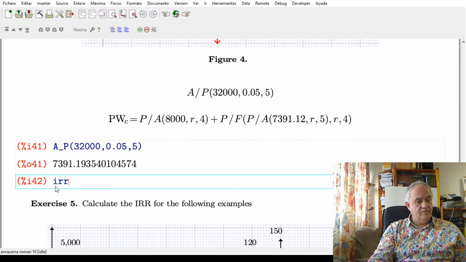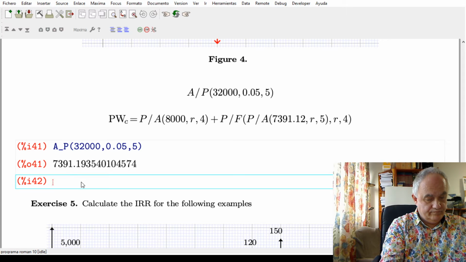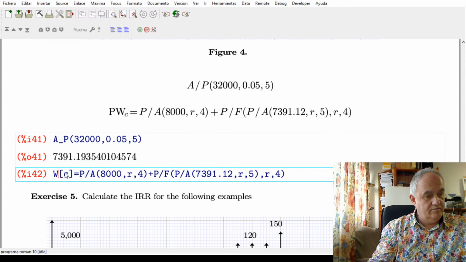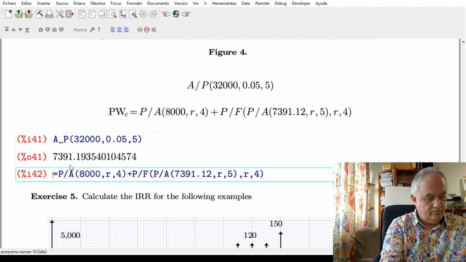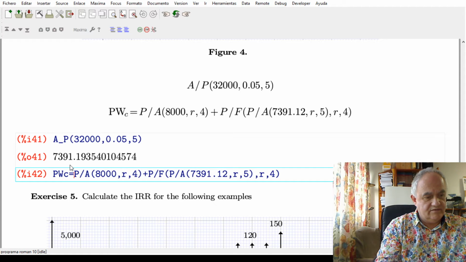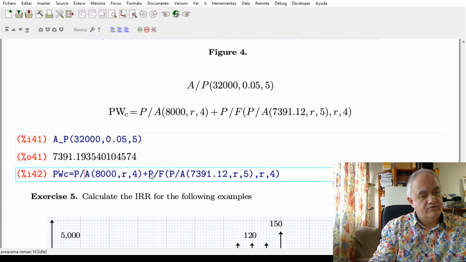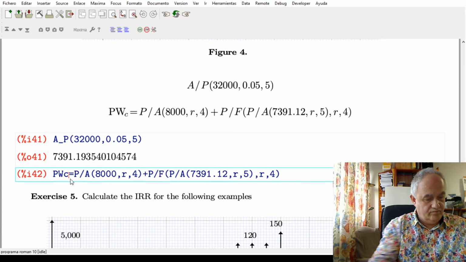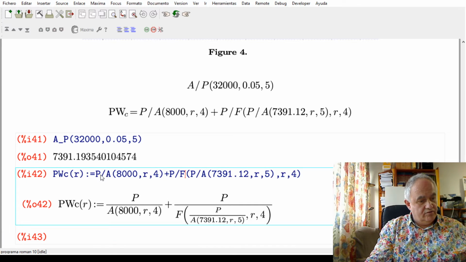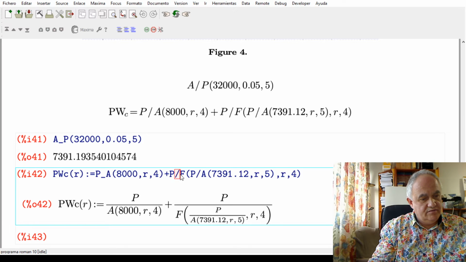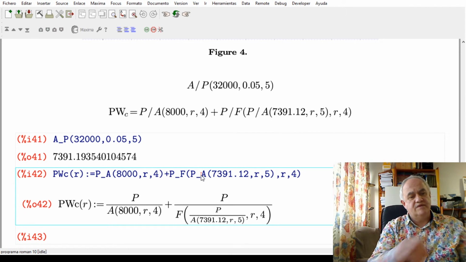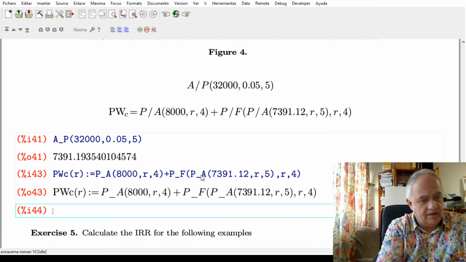Let's copy this here. PWC. I'm using these funny names just to be sure that in the same session of Maxima there is no repeated value. This is a function of R. Sorry, in Maxima we have to compute this. Remember that in Maxima this slash has a meaning, that is division. Okay, and now this is the function.